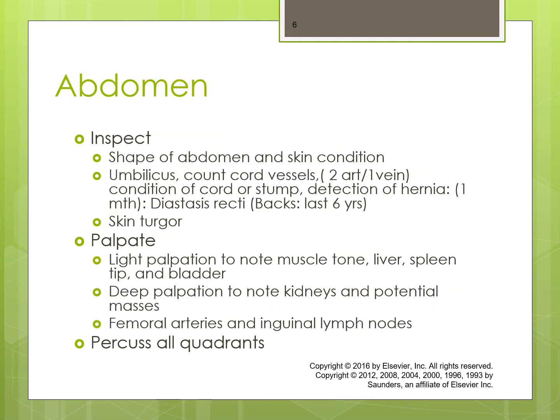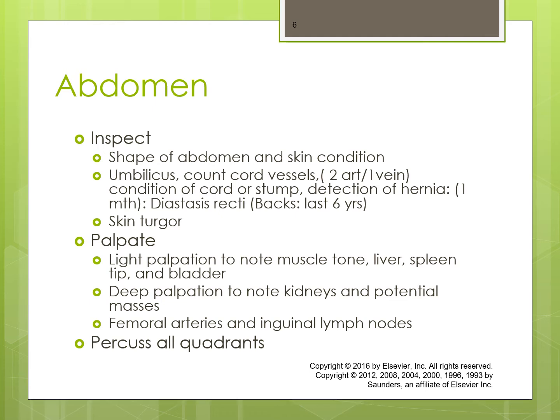Now for the abdomen, of course, you're going to begin with inspection. Look at the shape of the abdomen. Look at the skin over the entire abdomen. For a new baby, you'll see their umbilicus, the cord that's still there. When you look at the cord, you should see two arteries and one vein in the cord itself. Mostly it's going to be clamped, and then depending on the age of the infant, in varying stages of healing, or sometimes that would have fallen off.